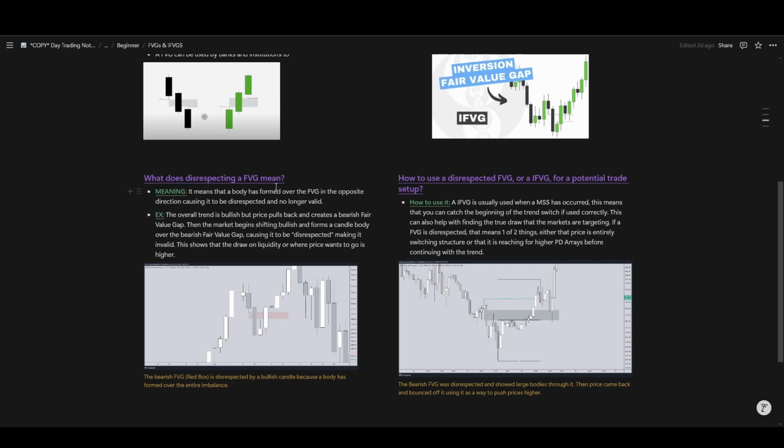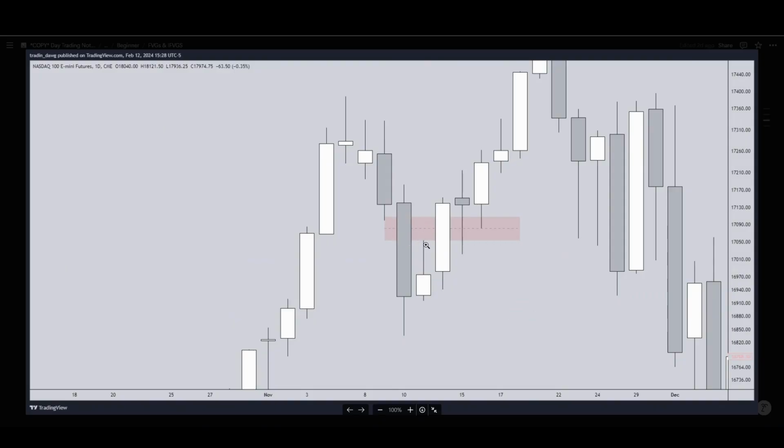What does disrespecting a fair value gap mean? As you can see, we have a fair value gap right here. So if we have a bearish fair value gap and then a bullish candle pushes through it and creates a candle through that fair value gap bullish, that means that this bearish fair value gap is no longer seeking price lower, but it is seeking price higher, which is also invalidating this fair value gap to go lower.